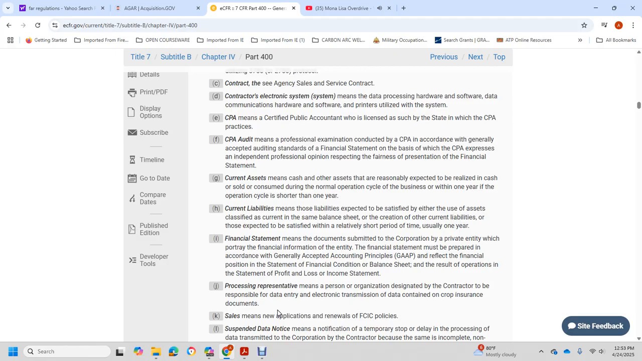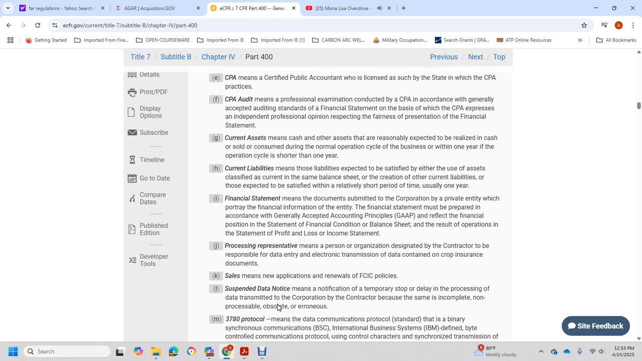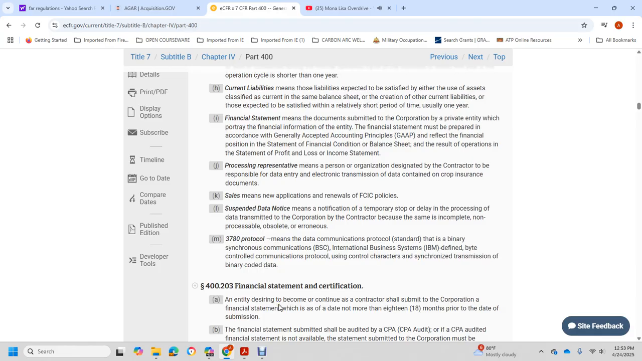Procedural representative of the premiums of the person or organization as named with the contract, responsible for the data entry of the electronic transmission of the data contained in the crop insurance document: sales, new applications, renewal. Suspend, meaning the Federal Crop Insurance Corporation's notification of a temporary stop or delay in the process of the data transfer with the contract because of incomplete, non-possible, absolute, or erroneous data.